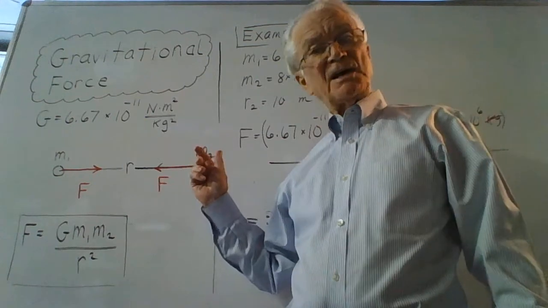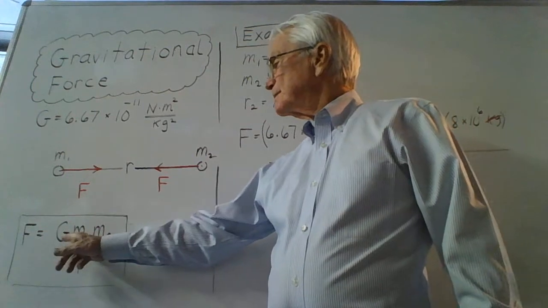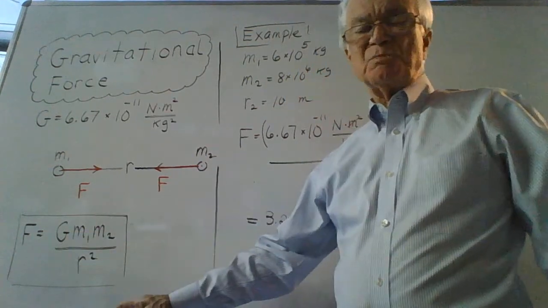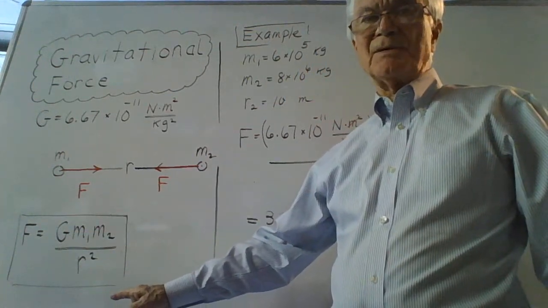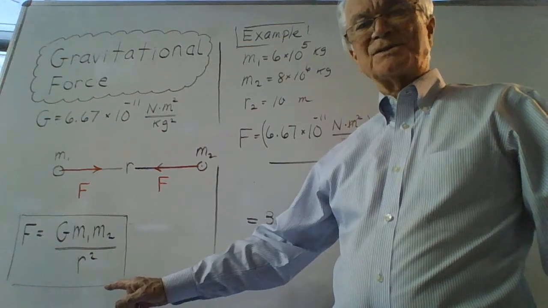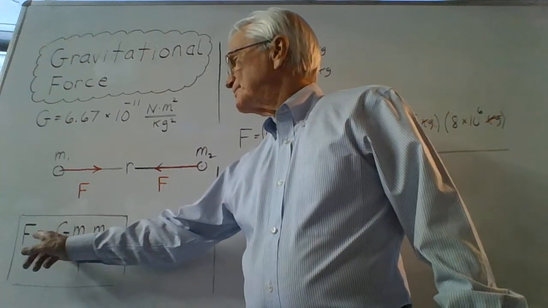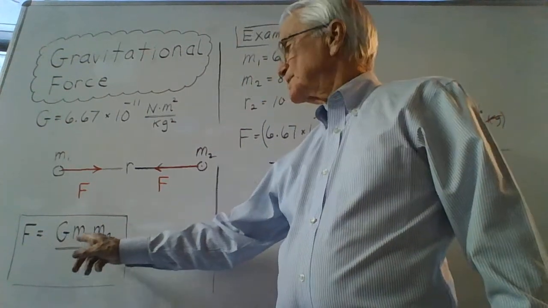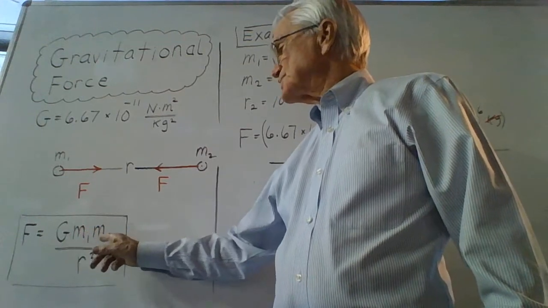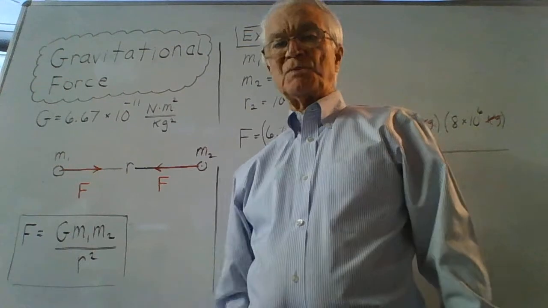How do you calculate F? Well, that's the equation there, the most important equation perhaps in this chapter, and one of the more important equations since the dawn of time. The force of attraction is proportional to the product of the masses divided by the square of the distance between them. And there's a constant multiplier.